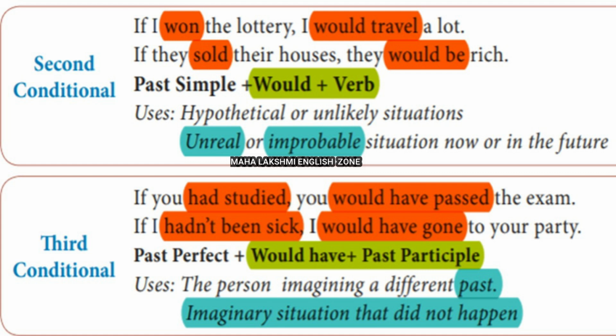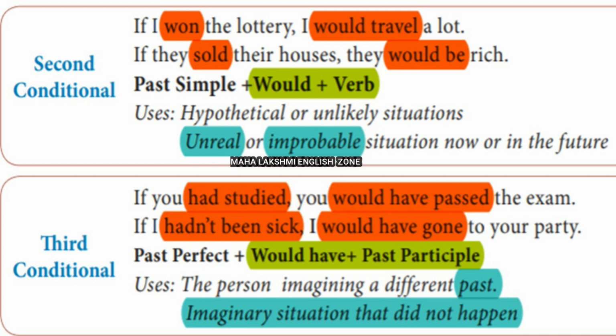We shall see the example. If I won the lottery, here won is the past tense of win, right? So in the if clause we have the verb in past tense. So in our main clause, our answer is would plus verb, so would travel. Second one, if they sold their houses, here sold is the verb and sold is the past tense of sell. So in the if clause we are getting the verb as past tense, and our answer will be would plus verb.